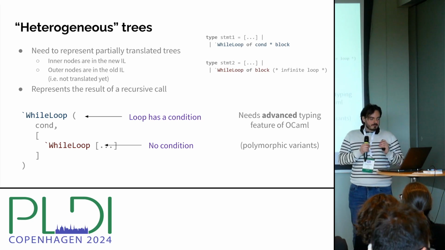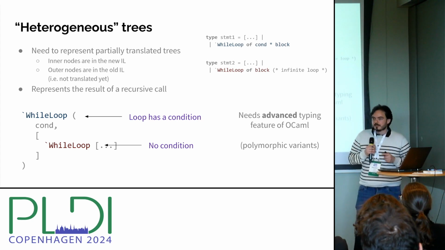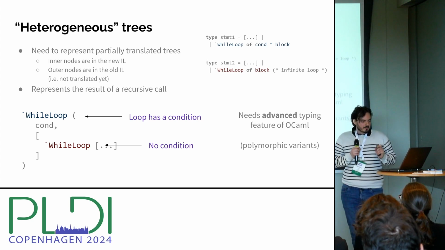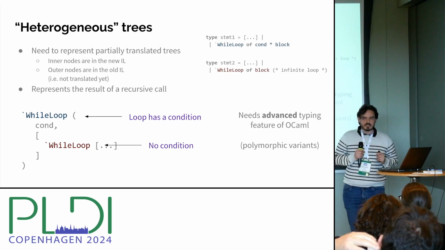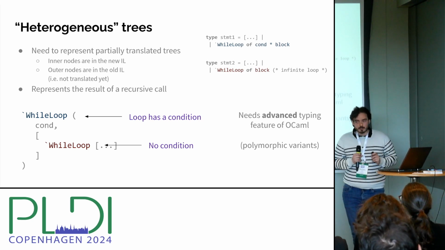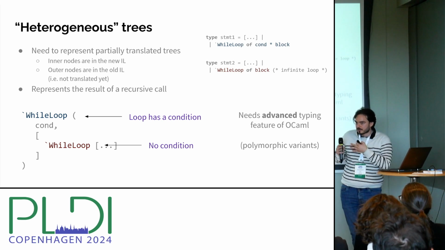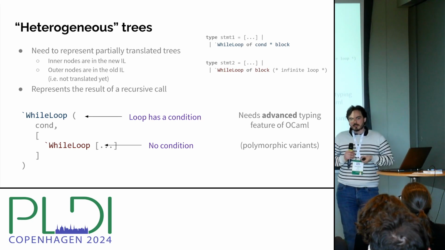So maybe you spot something weird with my constructors here. We changed a bit something. We added a back quote at the start, because to do so, we need advanced OCaml typing techniques. There are other possibilities, but that's the one we chose. We decided to use polymorphic variants.